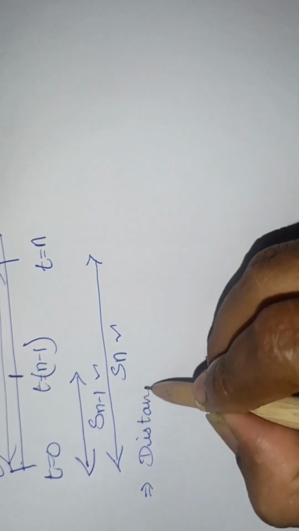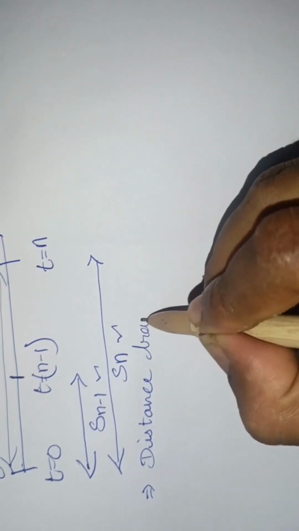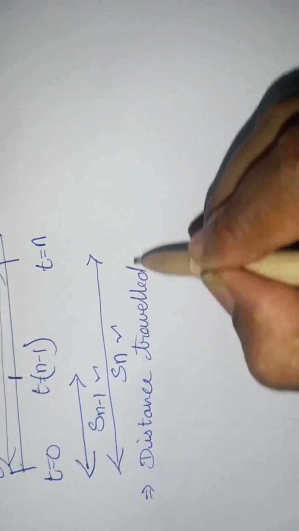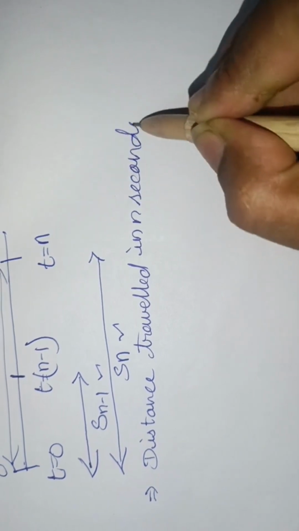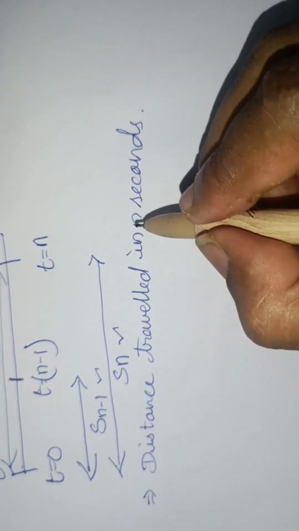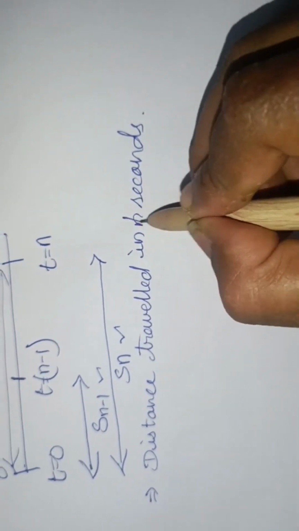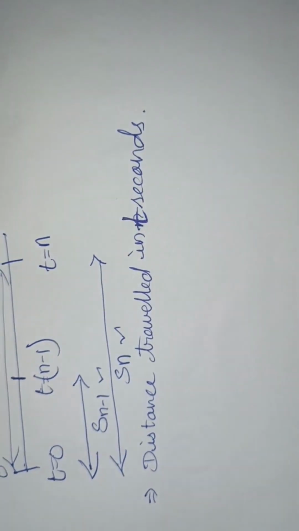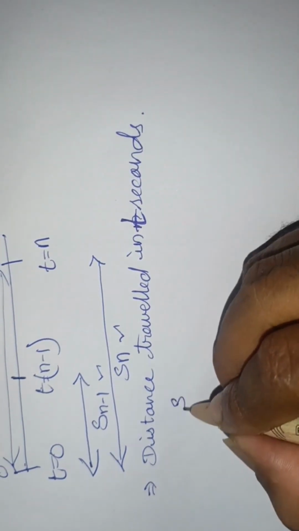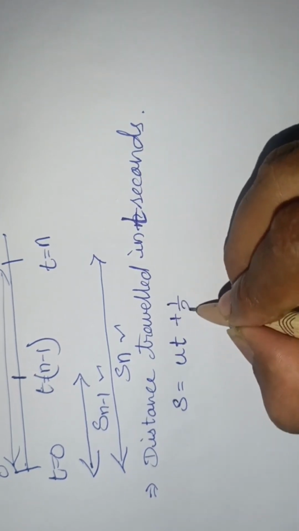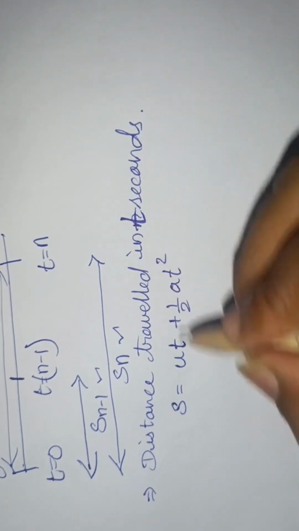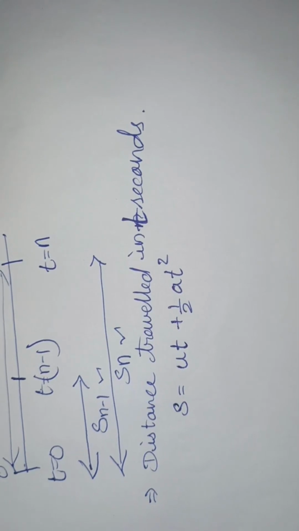Distance traveled in t seconds, sorry. Distance traveled in t seconds, that is s equals ut plus half times a t square. Okay, so we can write this in the form of t seconds.